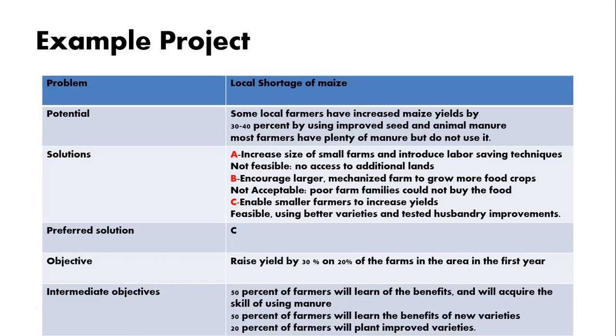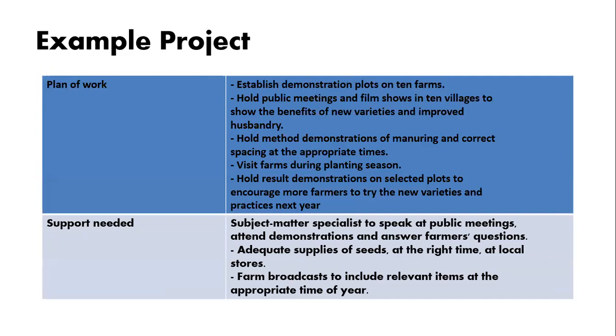So the problem is shortage of maize, then we identify the potential and the solutions. From that, we find the preferred solution. Then we go for the objective, then the specific objectives. Then we can develop the plan of work. Establish demonstration plots on 10 farms, hold public meetings, and film shows in 10 villages, like that. Like that, you can plan your work.